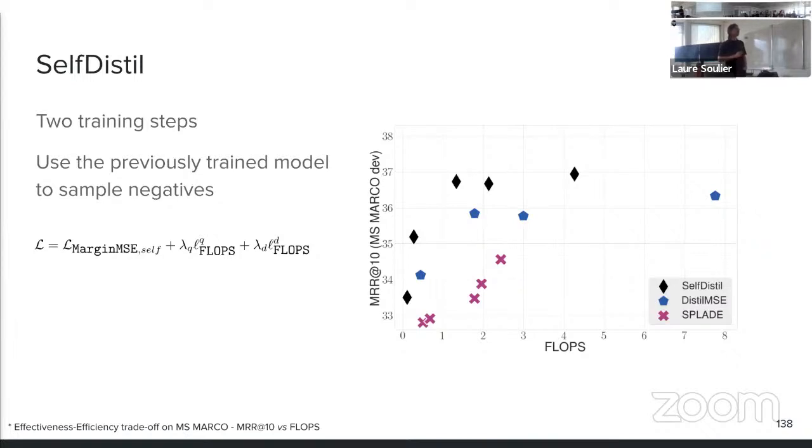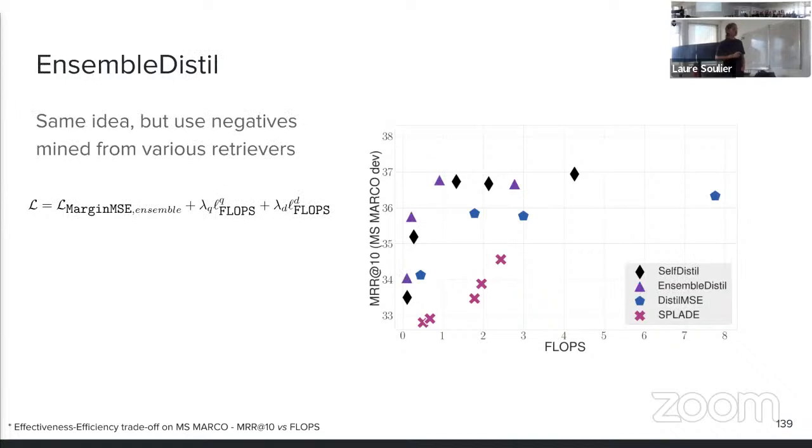In the second setting, it's a two-step process. We are going to use the previously trained model to sample negatives for another round of training. So here, once again, the idea is to provide samples that are more informative, more difficult, in order to help the training. And once again, we see some nice improvements in terms of effectiveness. In this new setting, we use more retrievers to mine the negatives. So the idea here is to have maybe a more diverse set of negatives. And we see slight improvements on the MS MARCO dataset.